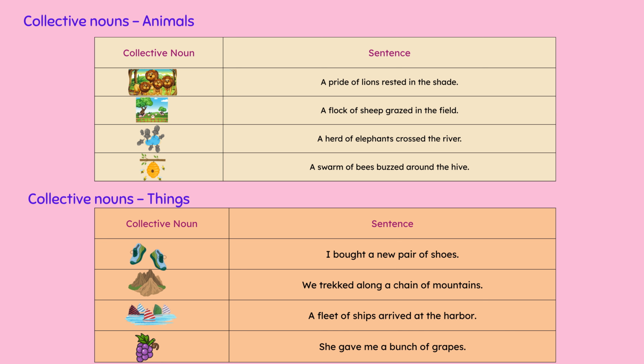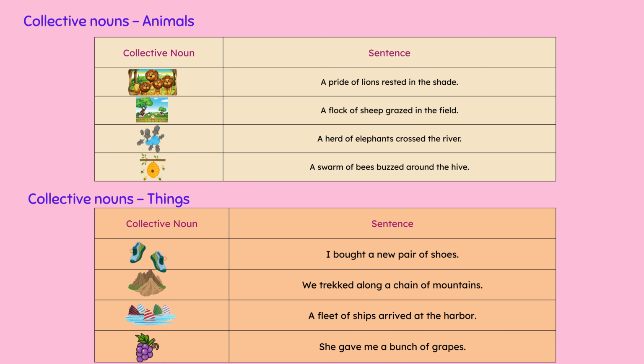Examples of things or objects. I bought a new pair of shoes. Pair is used for two matching items that go together, like shoes. We trekked along a chain of mountains. Chain refers to a connected line of mountains.